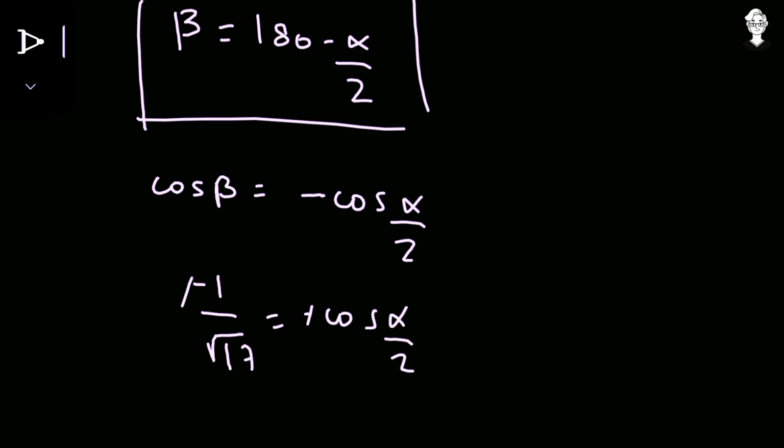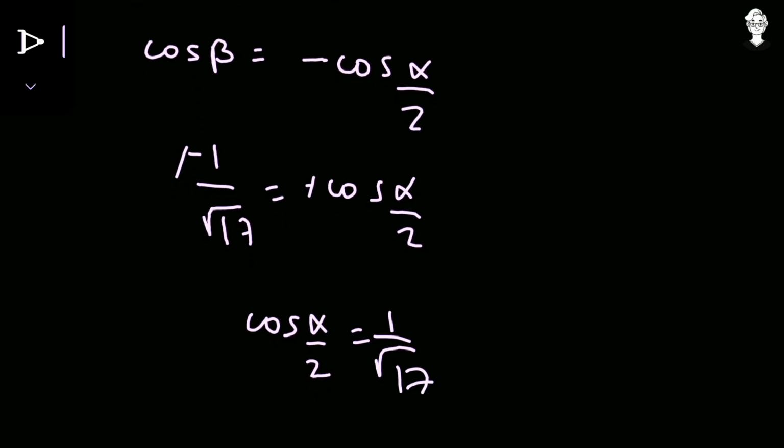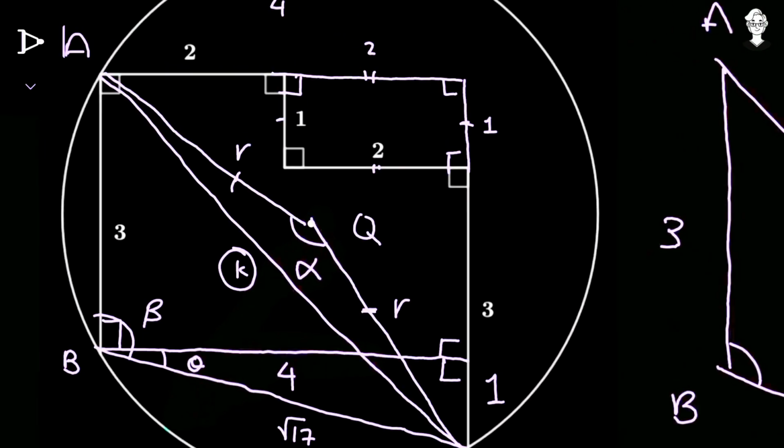So negative to negative got cancelled out. We have the value of cos of alpha upon 2, that is equal to 1 upon square root of 17. Now look in that particular triangle that is containing this k and r. Over here, the only variable present in this whole triangle is r, because we have the value of k, and here is the angle alpha.